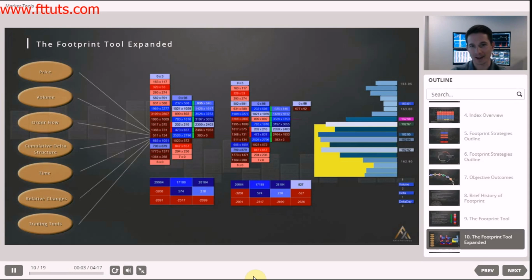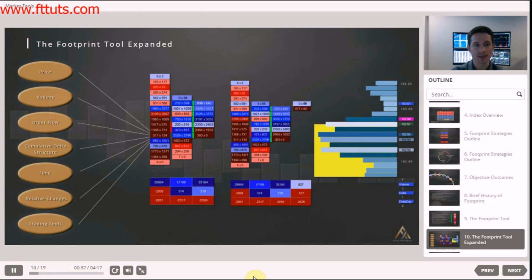So now that you've got an understanding as to why professional traders choose to use the footprint tool, let's look a little bit deeper inside the tool so you can see the various elements of information that come out in one simple graphic. So let's start with price. What you can see in front of you is a number of footprint rotations. All in all, within the graphic in front, you've got 6 different rotations.